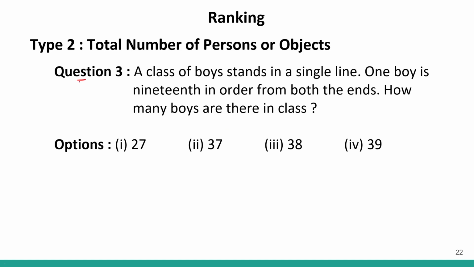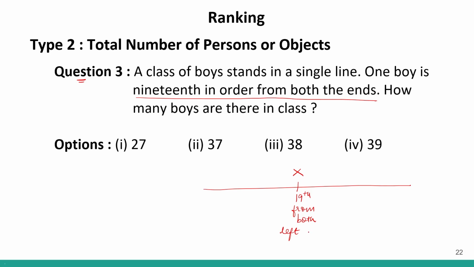Let us start with question number 3. Question number 3 states that a class of boys stands in a single line. One boy is 19th in order from both the ends. So if the line is like this, we have a boy. Let's name the boy X. So he is 19th from both the ends. That means he is 19th from both left and right. Correct? So this will be our left and this will be the right.